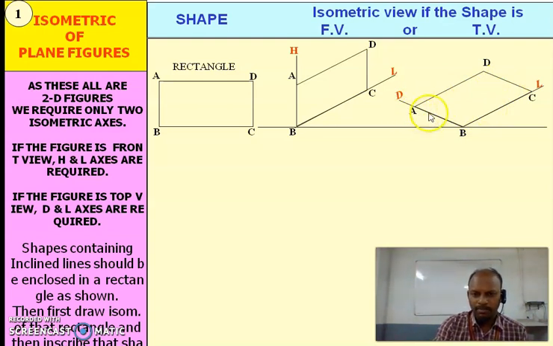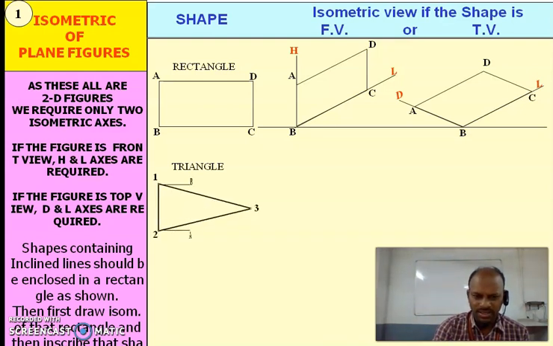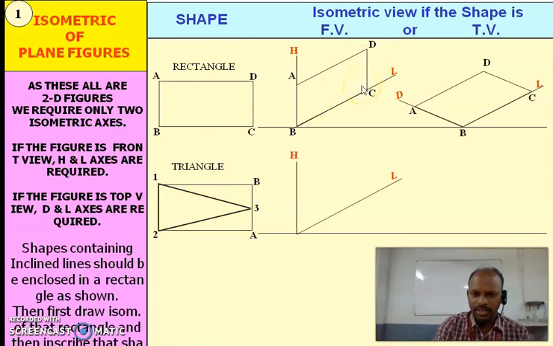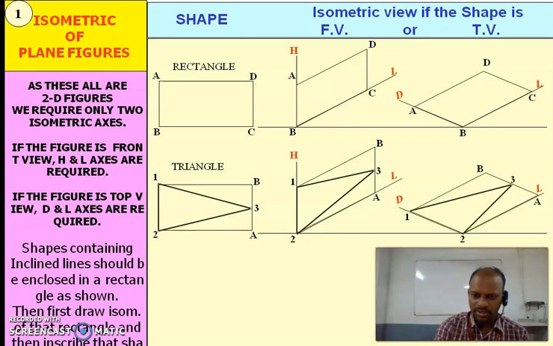The same concept we can apply even for polygons like pentagon, hexagon, and so on. Now we will see a triangle. It's an isosceles triangle. To adopt this procedure, we enclose this triangle inside a box, 1, 2, A, B. Now again, we will treat 1, 2, A, B as a rectangle and follow the same procedure as we have done previously. If the triangle appears in the front view, this is the answer. If the triangle appears in the top view, this is the answer.